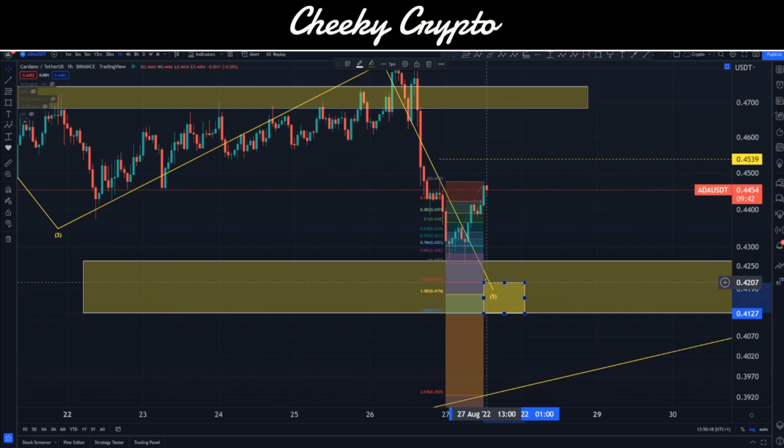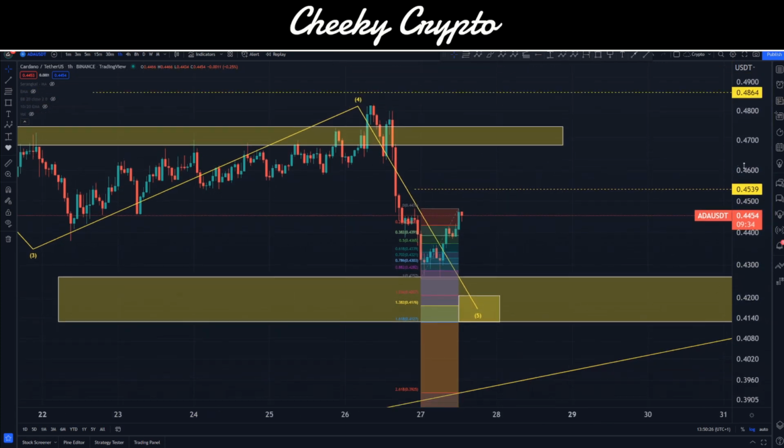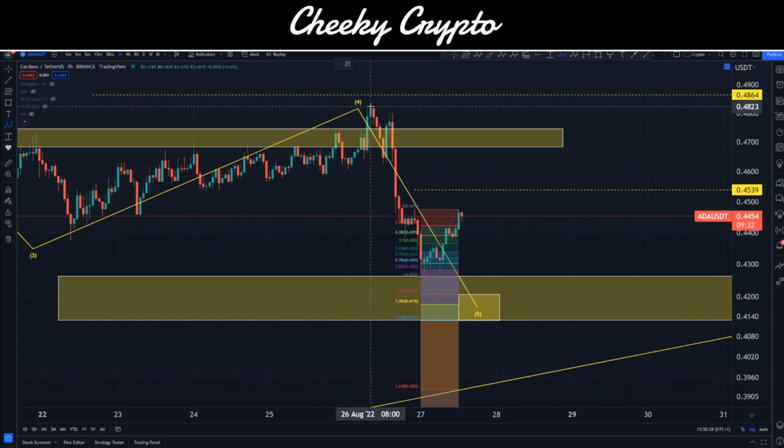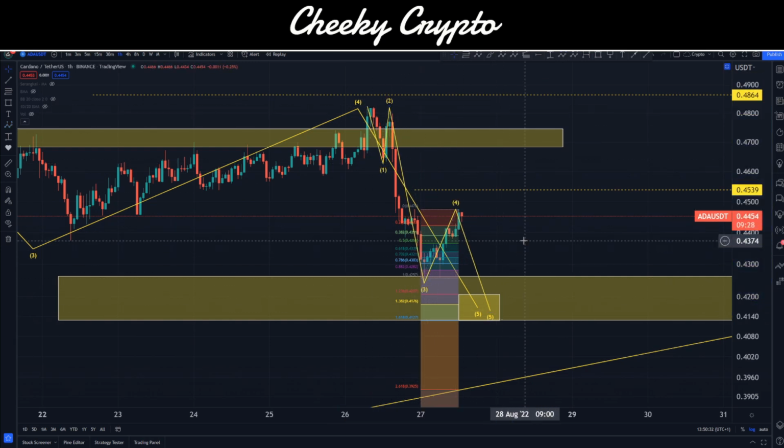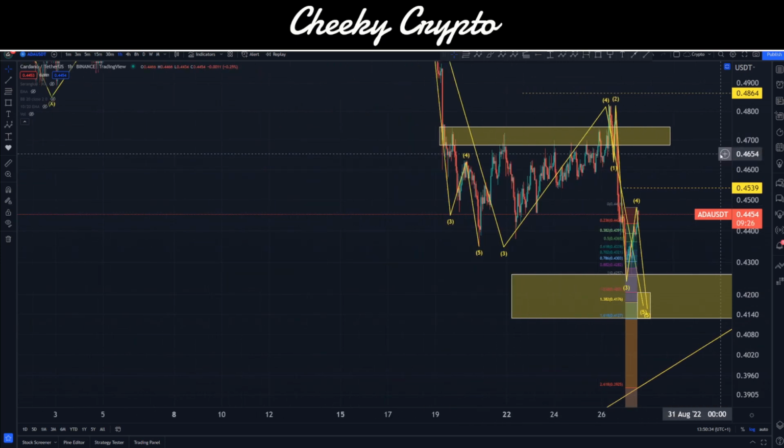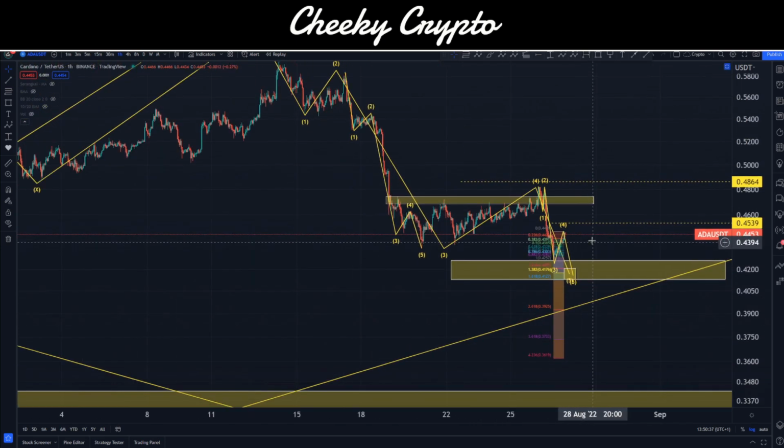Okay, it's still possible we can push up a little bit, but for the most part, we're talking about 41.27 to 42.07. So this is going to be marking the end of our 5 waves within our 5th wave to the downside. 1, 2, 3, 4, and finally 5. That would then put us into a really strong position to start talking about what would happen next.